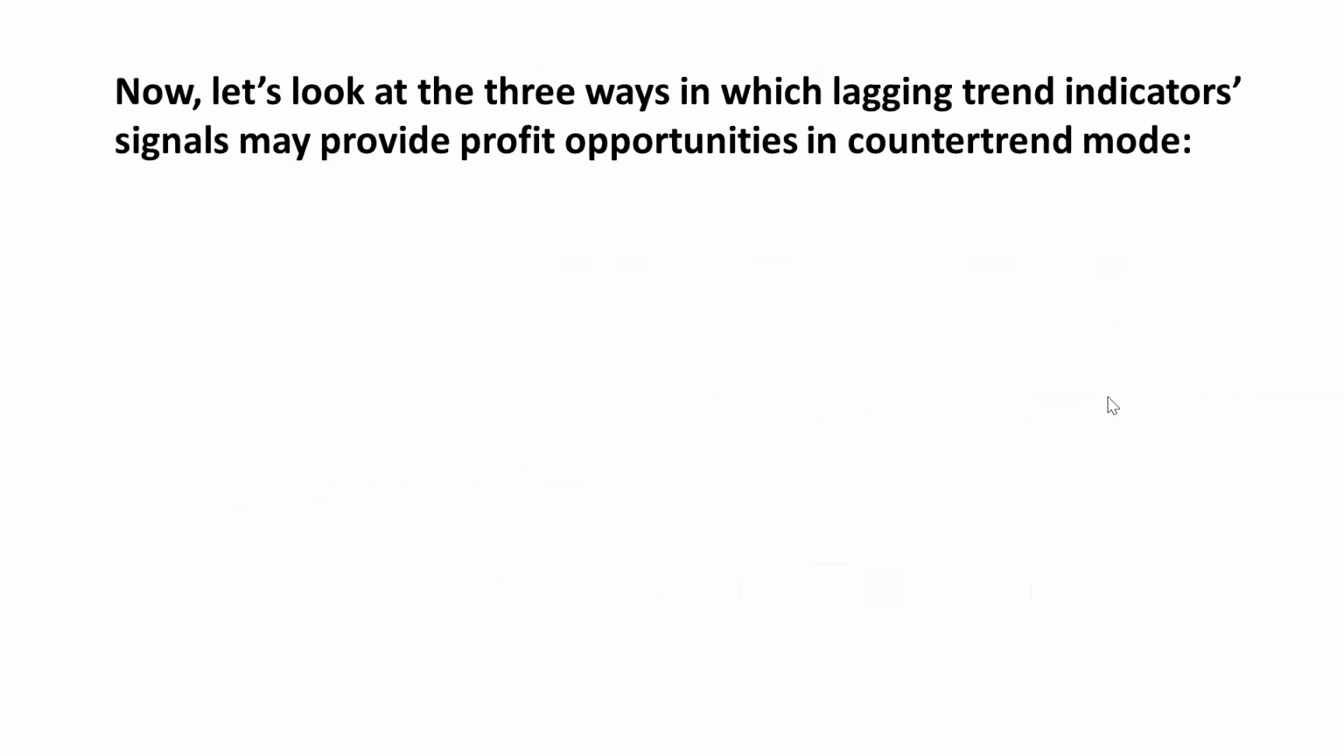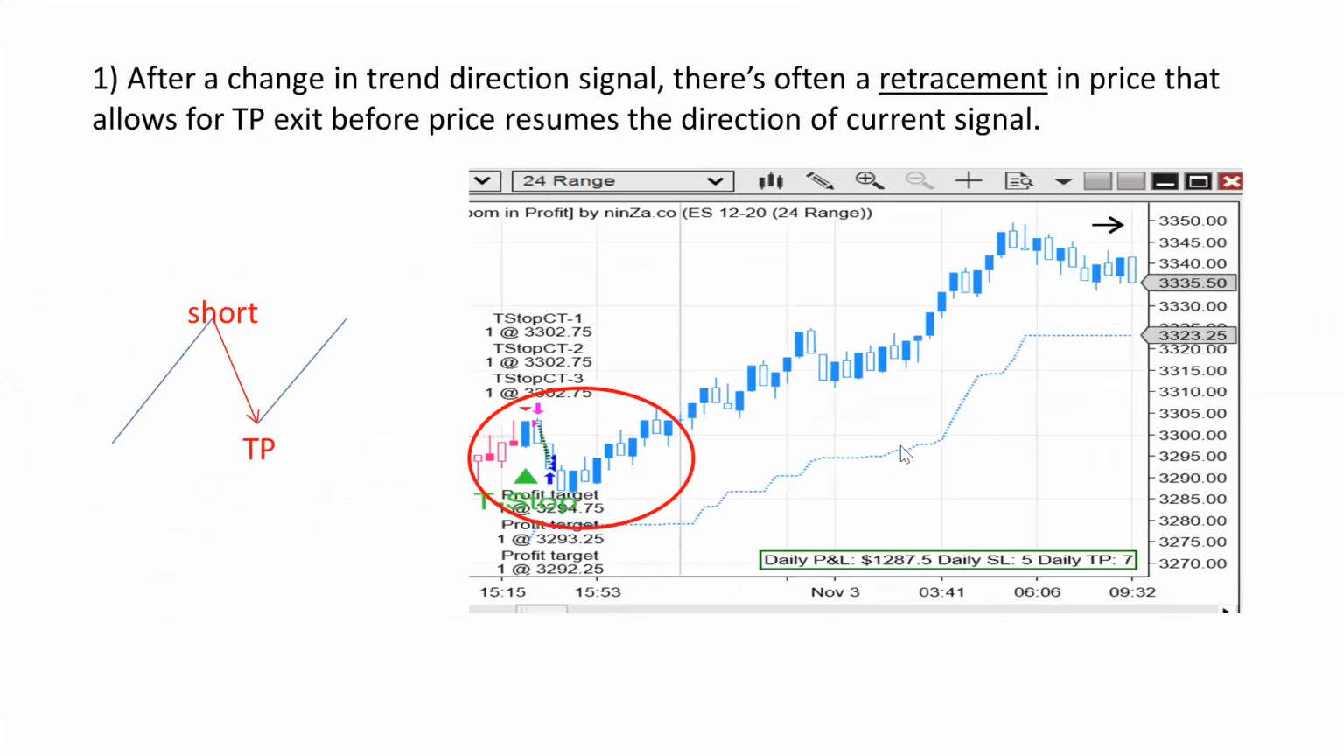Now let's look at 3 ways in which lagging trend indicator signals may provide profit opportunities in countertrend mode. So the same chart we saw previously, here there is a retracement in the chart that allowed for a target profit exit before price resumed the direction of the current signal.